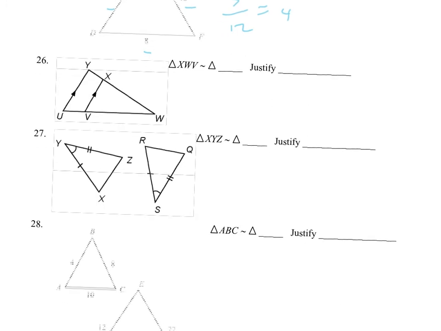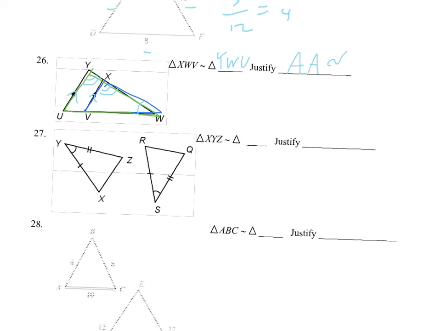Okay, we have another triangle. Remember that we've got this blue triangle and the green triangle. Now they share this angle, so that's congruent. We've got parallel lines, so corresponding angles are going to be congruent to each other. We have two angles congruent, therefore XWV is similar to YWU. We justify that by angle-angle similarity.